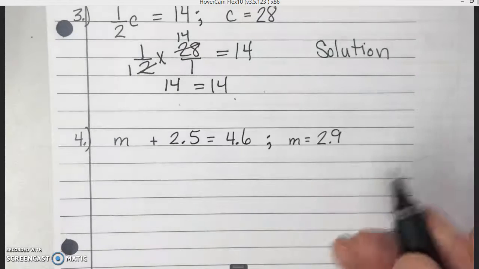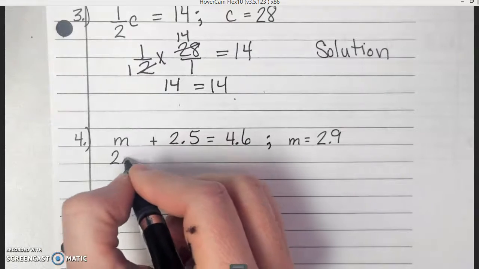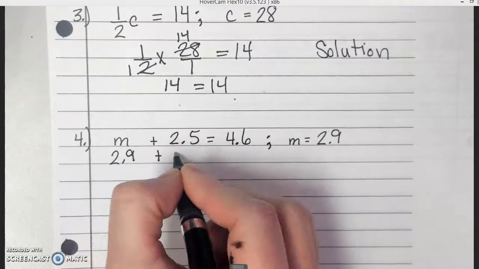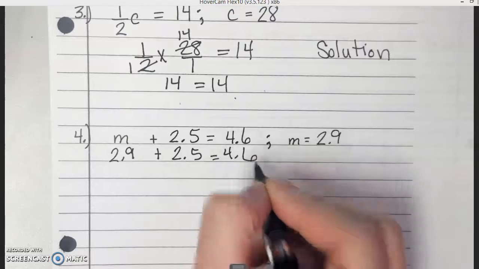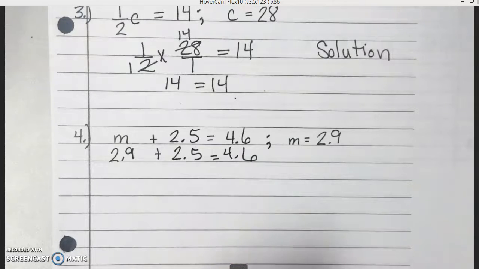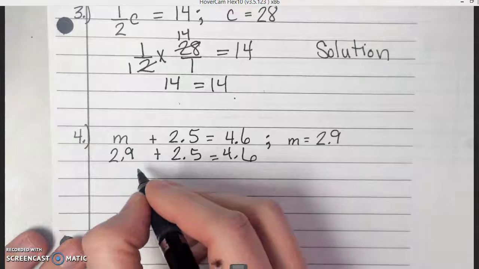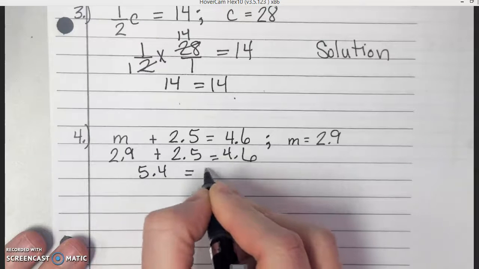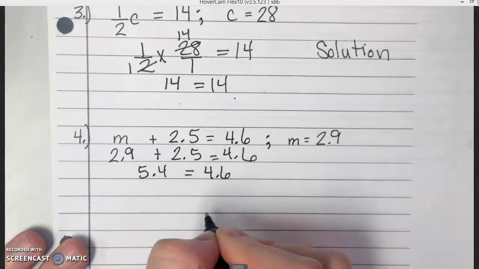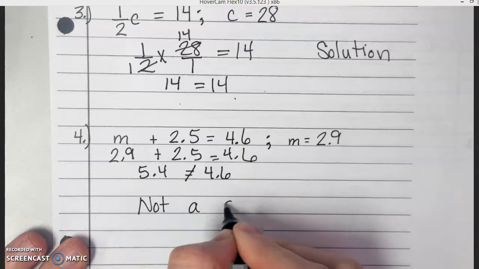Alright, number 4. We're replacing m with 2.9, or 2 9/10 to say it correctly. And then we're rewriting the rest. So when we add 2.9 and 2.5, what do we get? 5.4. Is that equal to 4.6? No, so that means this is not a solution.